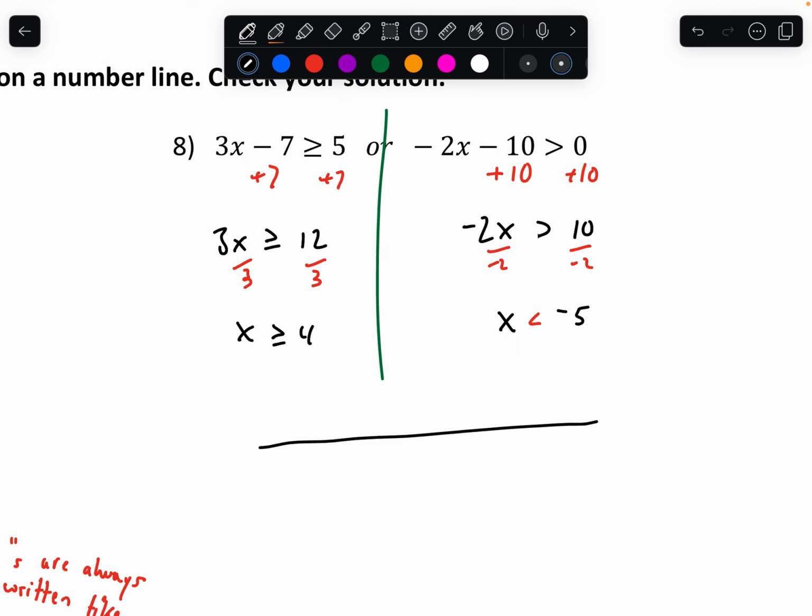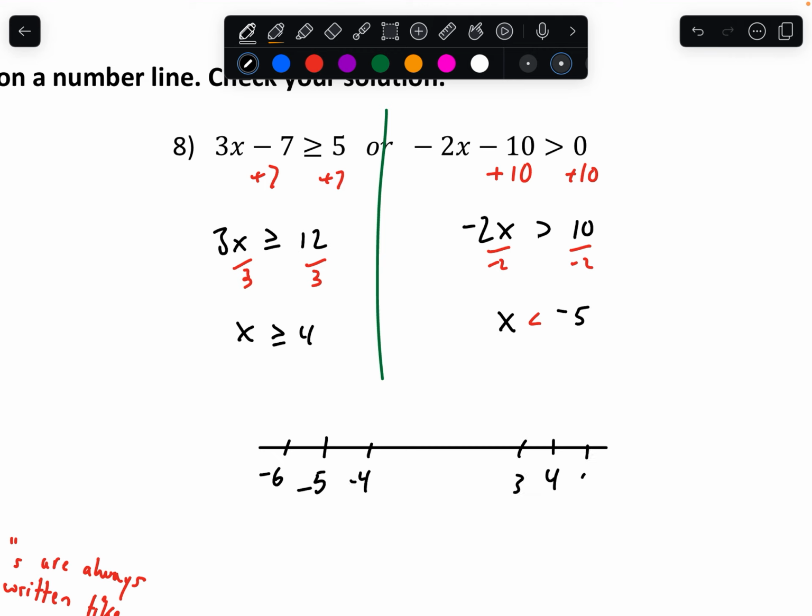Go to graph this. Two numbers I have are 4 and -5. So start here. 4 is bigger, so it goes on the right. -5 is smaller, it goes on the left. I should have -6 and 4 around it. Here you have like 3 and 5. And I don't need you to fill in the numbers inside.